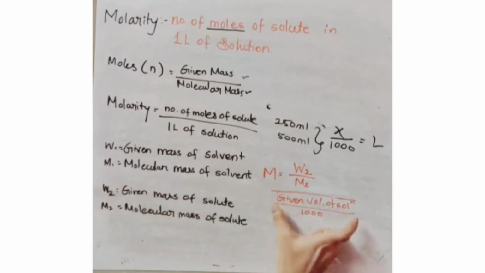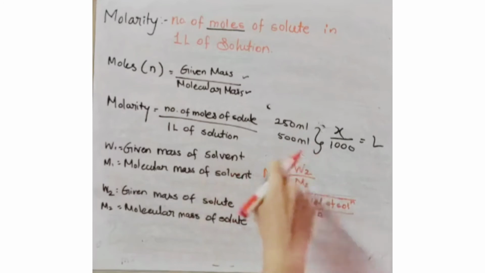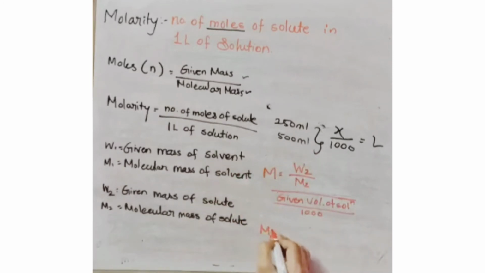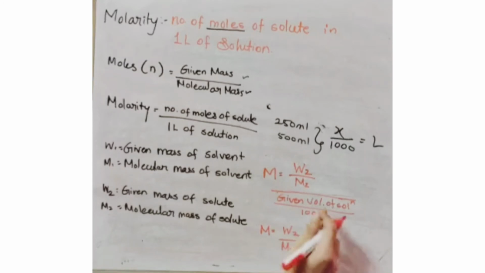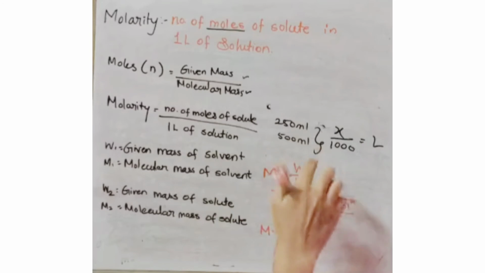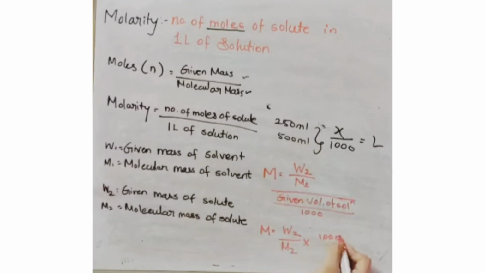So first I should know what the given volume of solution is, and then to convert it into liter, I will divide by 1000. If I rearrange this formula, it will be M is equal to W2 by M2 into, when it goes upwards, 1000 divided by given volume of solution. So this is my formula for molarity.